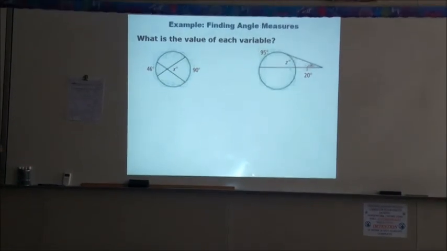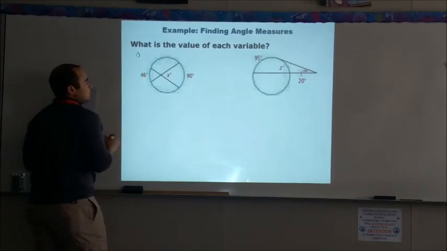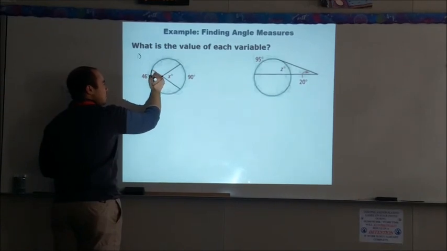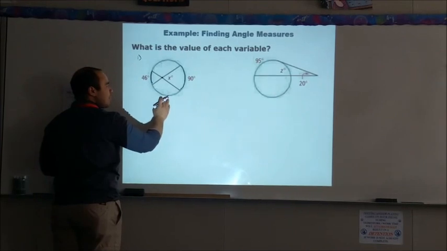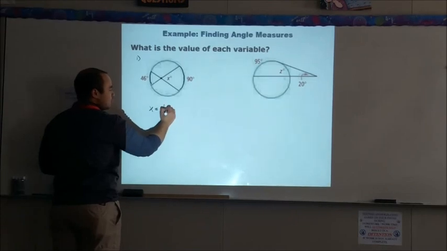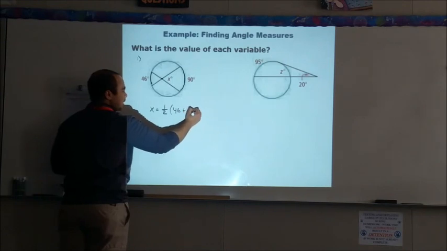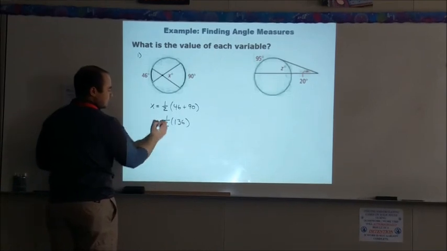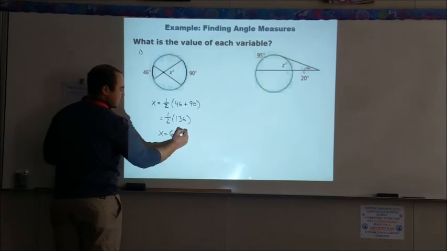All right, so in example 1, it says, what is the value of the variable? Our intersection point is inside the circle. So that means we're going to take this arc plus this arc, add them together, and multiply by 1/2 to get the measure of our angle. So in this case, x should equal 1/2 the sum of the two arcs. So 1/2 of 46 plus 90, that's 1/2 of 136. In this case, x is going to equal 68 degrees.